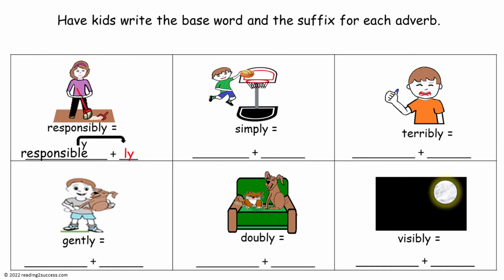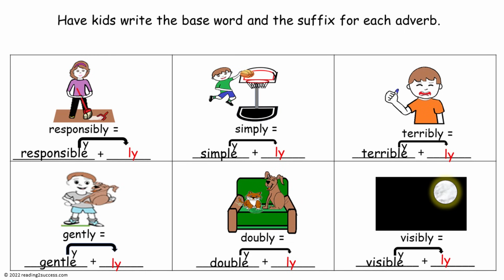Have kids write the base word and the suffix for each adverb. Remind kids that when the base word ends in le, the l remains and the e is changed to a y, and that becomes the suffix. And this is a completed example.